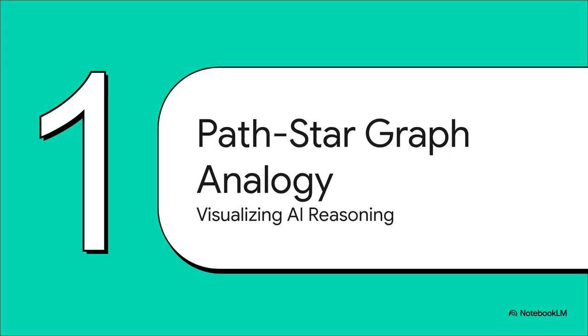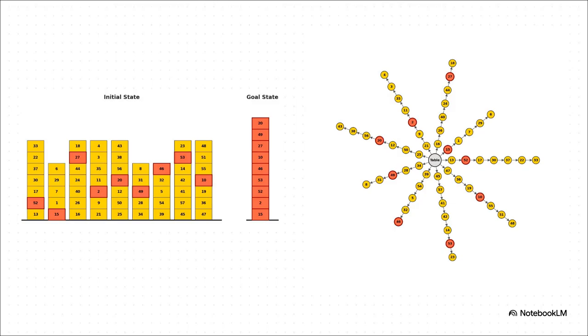Moving right into Section 2, the path star graph analogy. This is where things get mathematically beautiful. It brilliantly illustrates a concept called isomorphism, which is basically just a fancy word for a direct structural match. That messy physical table of blocks we just talked about, well, mathematically, it is identical to a graph topology. Think of the physical table as the central root node, and every stack of blocks sitting on it is just a disjoint branch radiating outwards.